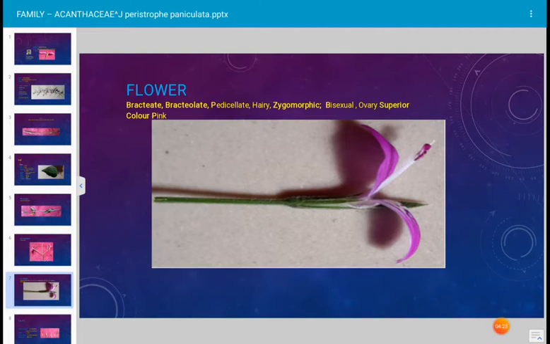It is hairy, and this flower is zygomorphic. It is an asymmetrical flower. An asymmetrical flower is described as a zygomorphic flower. It is a bisexual flower because androecium as well as gynoecium both are present in the flower. Hence it is bisexual, or also described as a hermaphrodite flower. And the ovary is superior because all the floral units originate from the base of the ovary. The color of the flower of Peristrophe paniculata is pink.